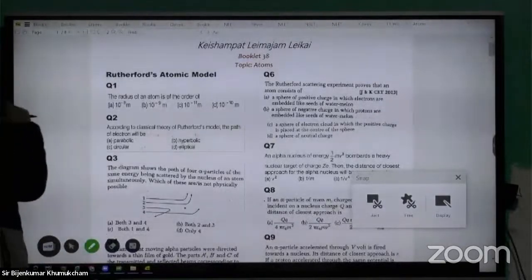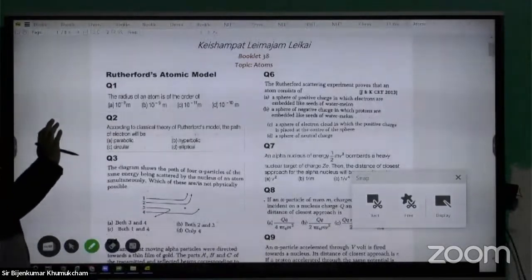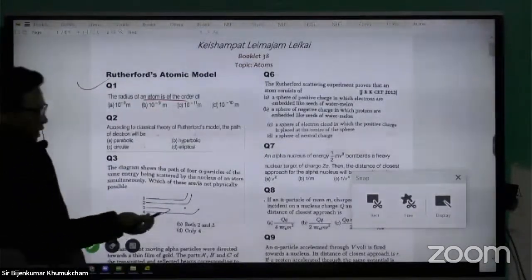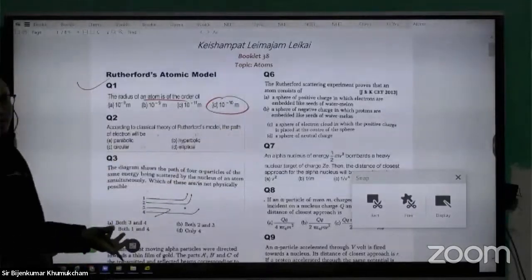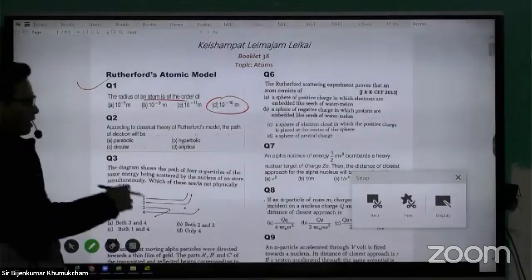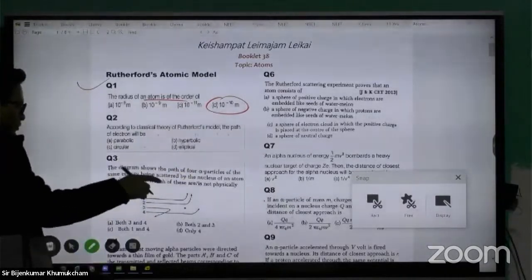Most of the questions will be asked from Bohr's model. The radius of an atom is about 10⁻¹⁰ m, that is angstrom level. The size of the nucleus, in terms of Fermi, is 10⁻¹⁵.